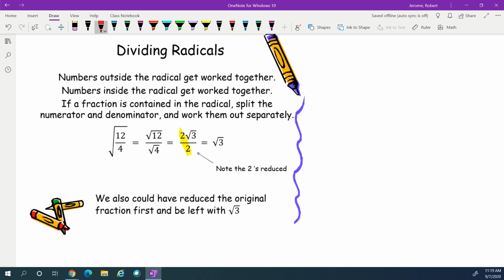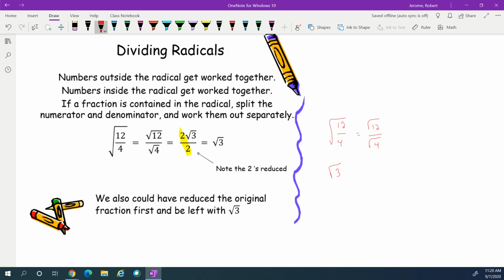If we take the original problem, we can split it. Now, since both the 12 and the 4 are under the radical, remember my little rule. When the numbers on the outside work together, that's why the 2 and the 2 reduced. Numbers on the inside work together. So both of these, the 12 and the 4, are inside the radical. That means we can just reduce them. 12 over 4 is 3, but the answer stays in the radical. And we get the same exact answer.